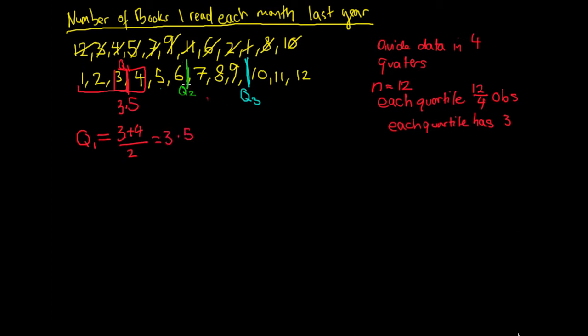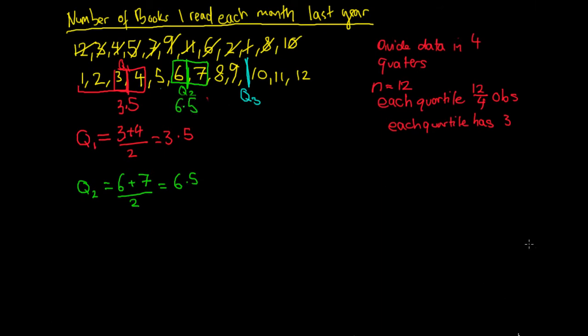And we'll repeat the process for our second quartile. We have two observations at 6 and 7. So our second quartile will be the average of these values. So 6 plus 7, divide that by 2 to take the average. That's equal to 6.5.